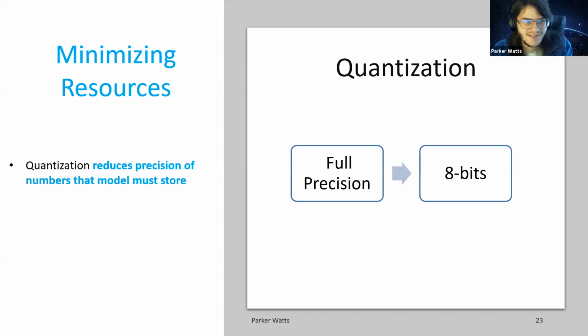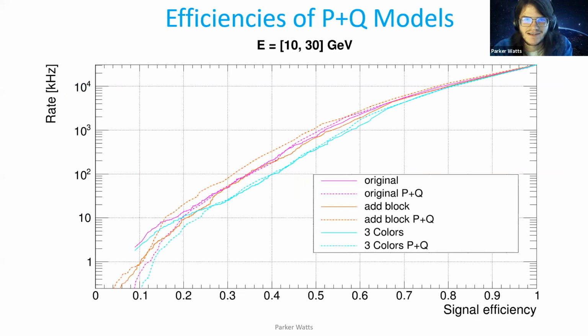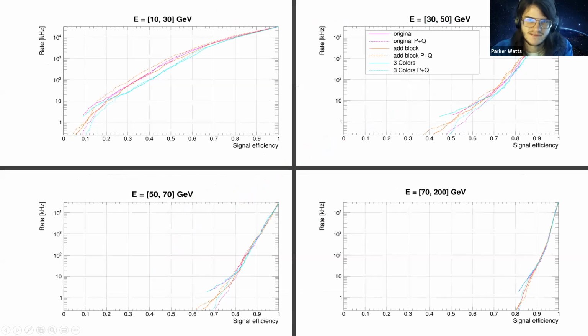And then quantization, which reduces the precision of numbers that the model must store. The interesting thing is you can prune the model and quantize it, and then you can train the model while it knows that it's pruned and quantized. And so it figures out the best way to do those things. So here I've plotted the efficiencies of the pruned and quantized model, which did not hurt the ROC curves too much, at least. They're pretty close. And then here's for all energies, like before.